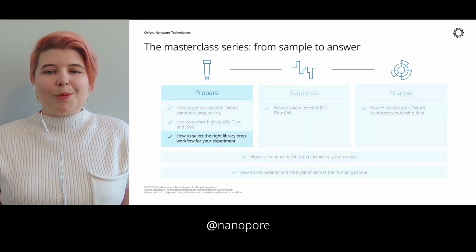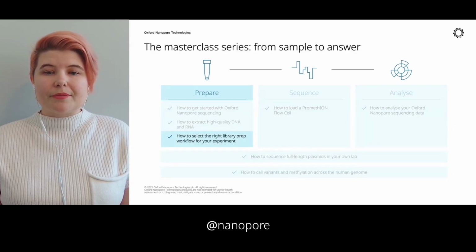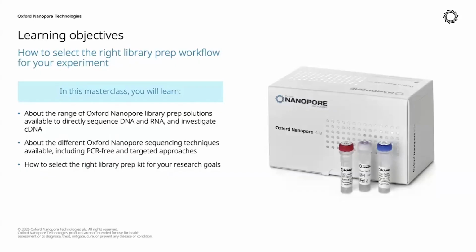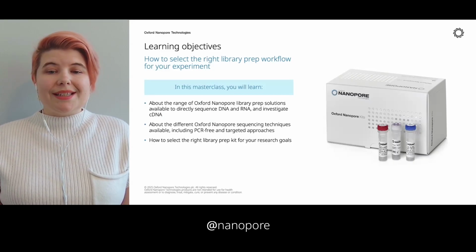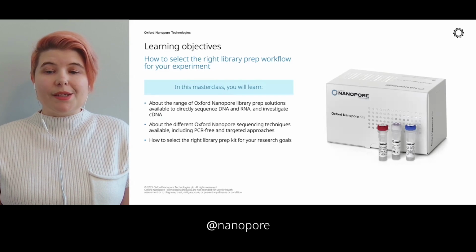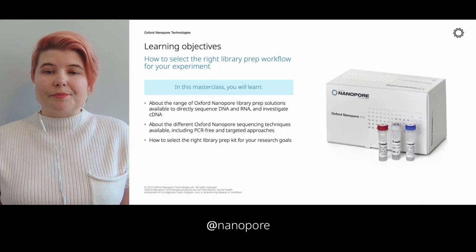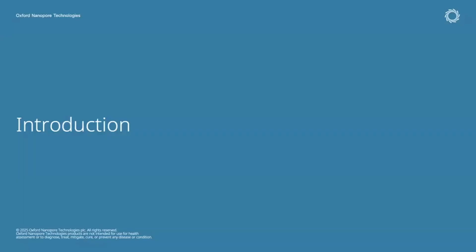Now let's continue your preparation journey by reviewing how to select the right library prep workflow for your experiment. In this masterclass, we will review the range of library preparation solutions available to directly sequence DNA and RNA and investigate cDNA. The different Oxford Nanopore sequencing techniques available, including PCR-free and targeted approaches, and how to select the right sequencing kit for your research application. Let's start with an introduction.